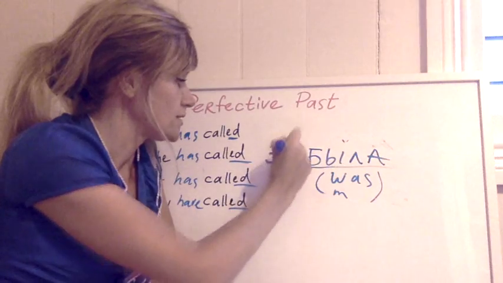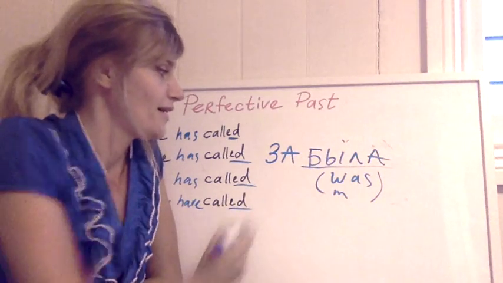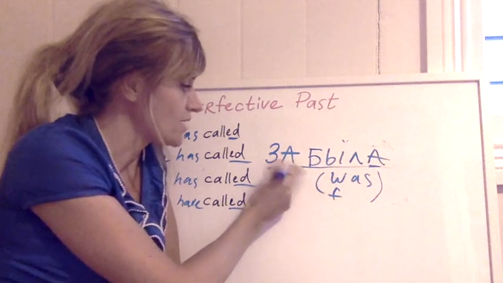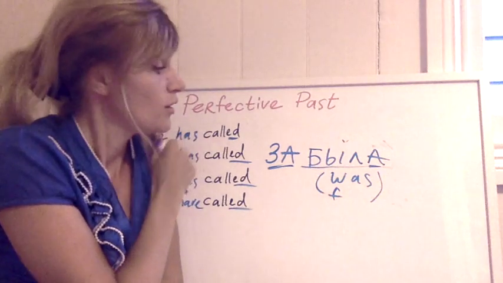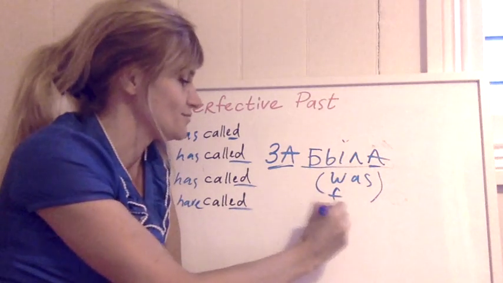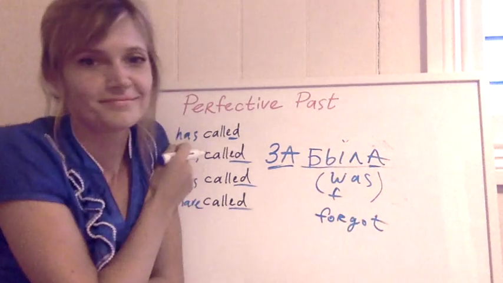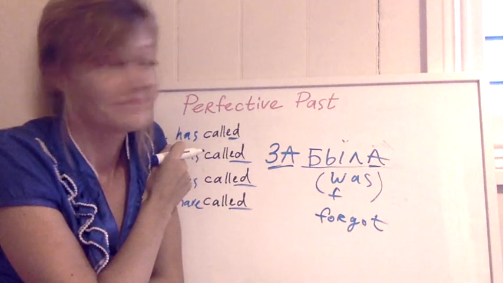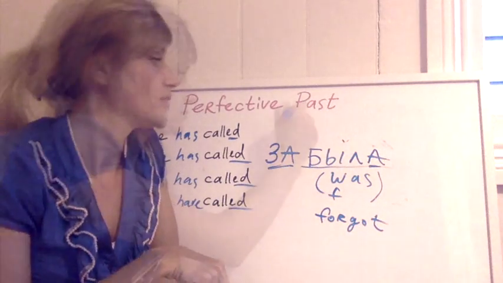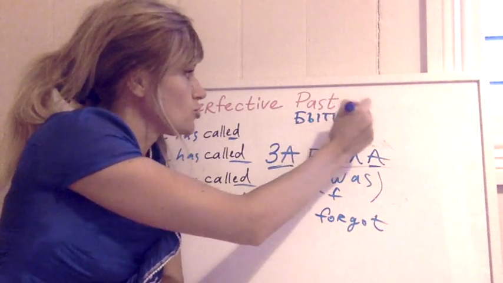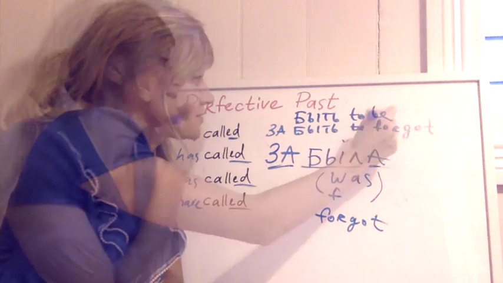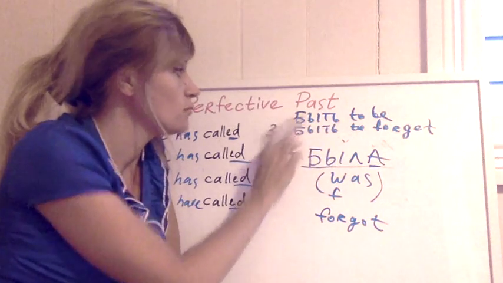Let's take забыла. Okay, была again, was, in this case it's feminine, and за, beyond something, beyond being, forgot. Isn't it interesting? Была, was, забыла, forgot. Okay, быть, to be, забыть, to forget. So you see, this is kind of one thing, but different translations.